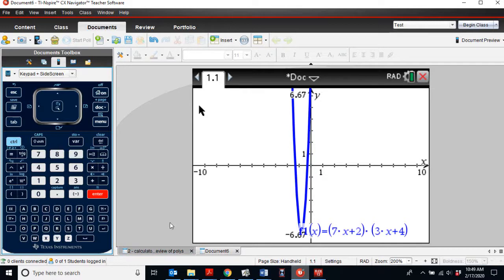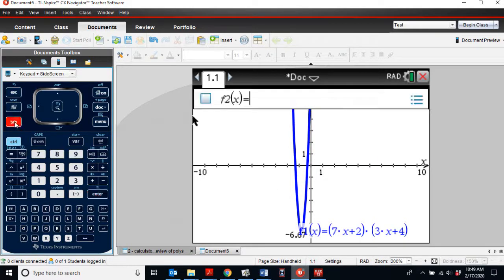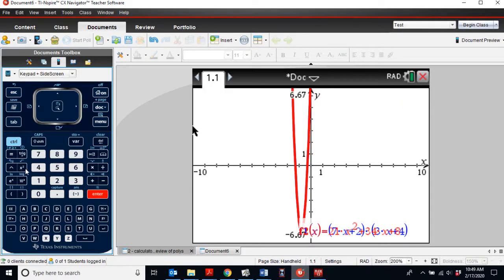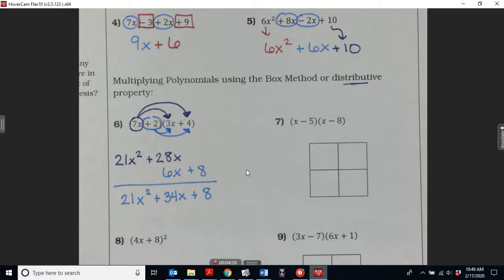We get a parabola, this U-shaped graph, which we'll be talking about. Then press tab, though, and type in your answer right there where it says equal. So I have 21x to the second power plus 34x plus 8. And if these two things are the same, then they should overlap. And they do. They line up with one another. So that is how I check my answer on these types of problems.